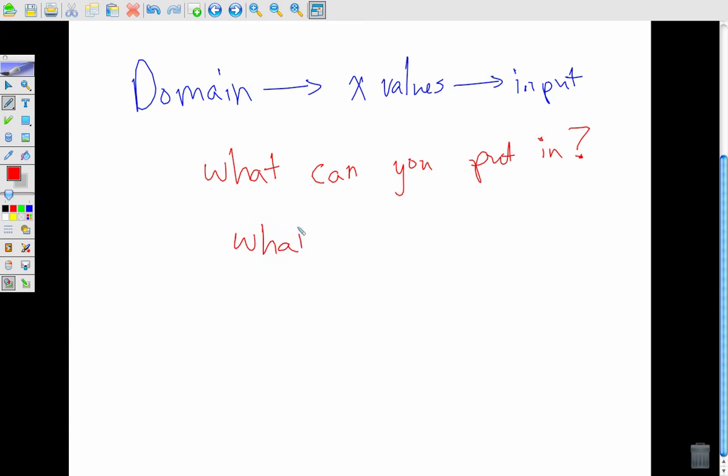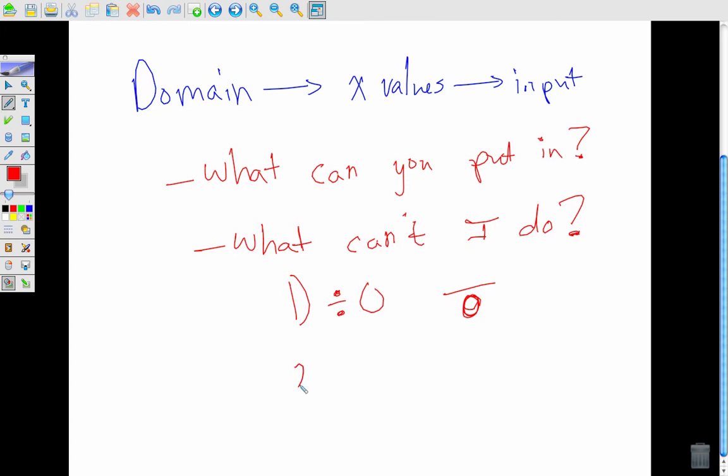Easier question instead is to say, what can't I do? There are two laws of math that you can't do. For example, one of them is you can't divide by 0. You can never, ever have a 0 down here. It's just a rule of math.